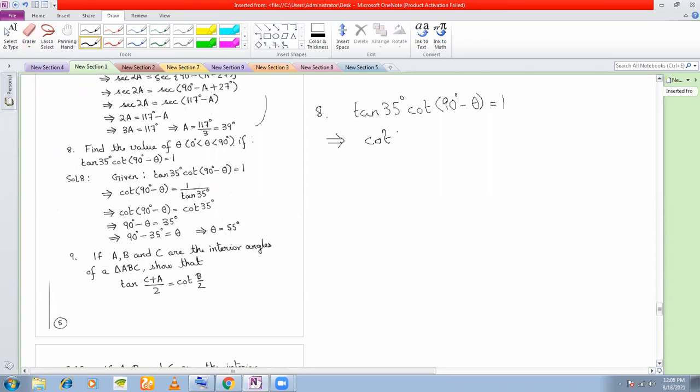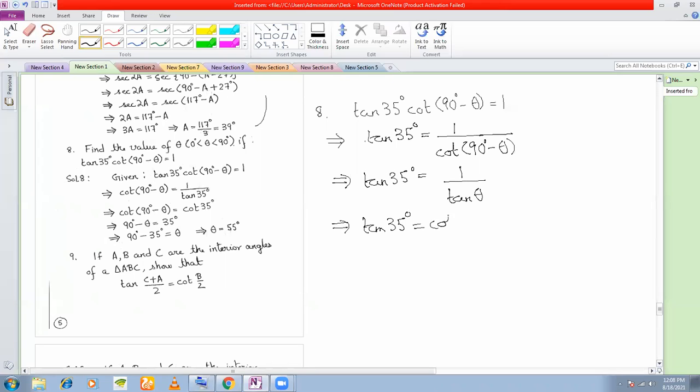If I want to have tan on both sides, I can write this as tan 35 degree is equal to 1 by cot 90 degree minus theta. You can write this way also. Means tan 35 degree. Now cot 90 minus theta is what? Tan theta. Right? And how much is 1 by tan theta? 1 by tan theta is equal to cot theta.